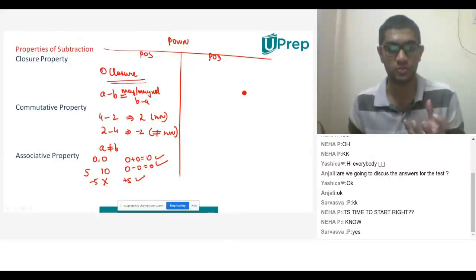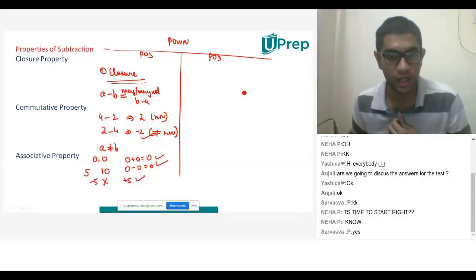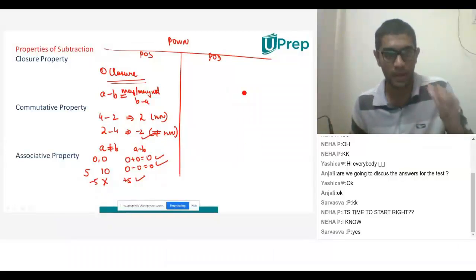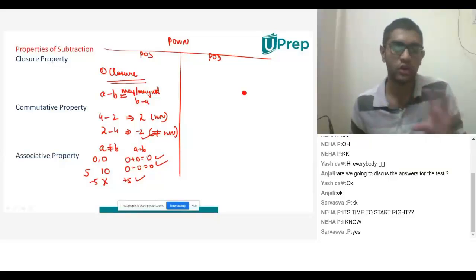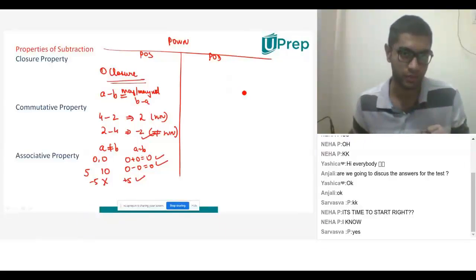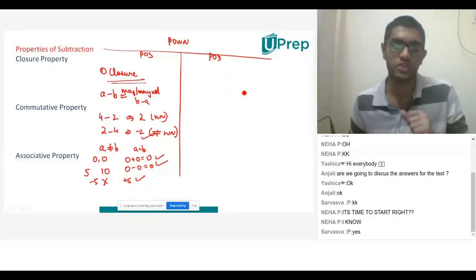What is the relationship? It is not a whole number when they are different, but say A is equal to B, it is a whole number because we are getting 0 in both the cases. But when they are different, we do not get the same answer, as compared to the closure property of addition, where A plus B was always equal to B plus A. Clear?